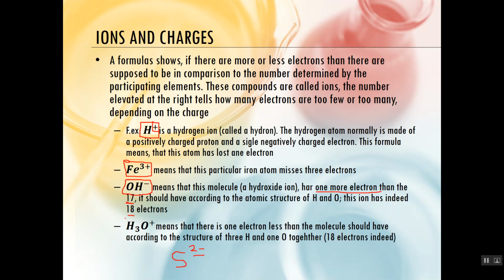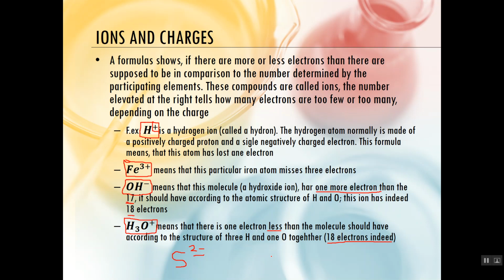And a case where a molecule has a positive charge, H3O plus, means that the whole molecule has 1 electron less than the molecule should have according to the structure of the atomic model of 3 hydrogen and 1 oxygen together. They should actually have 19 electrons, but the molecule has in all 18 electrons. So there is 1 electron less, so there is a positive charge.